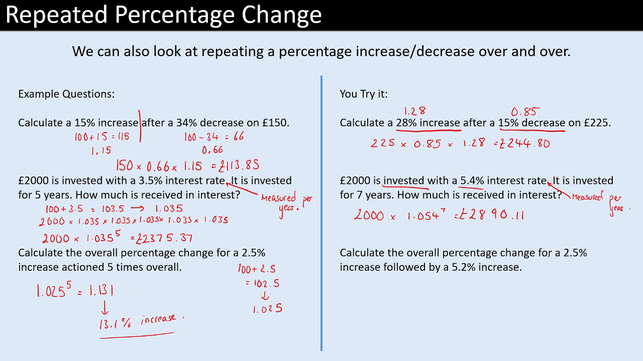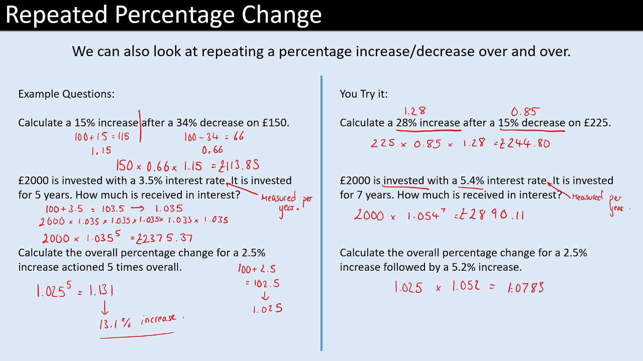Lastly, the overall percentage change for a 2.5% increase followed by a 5.2% increase. Okay, so we've got 2 successive multipliers. A 2.5% increase would be 1.025. And a 5.2% increase will be 1.052. Timesing them together, because they are both multipliers, we'll find an overall percentage change. And I just type that into my calculator, which is 1.0783.